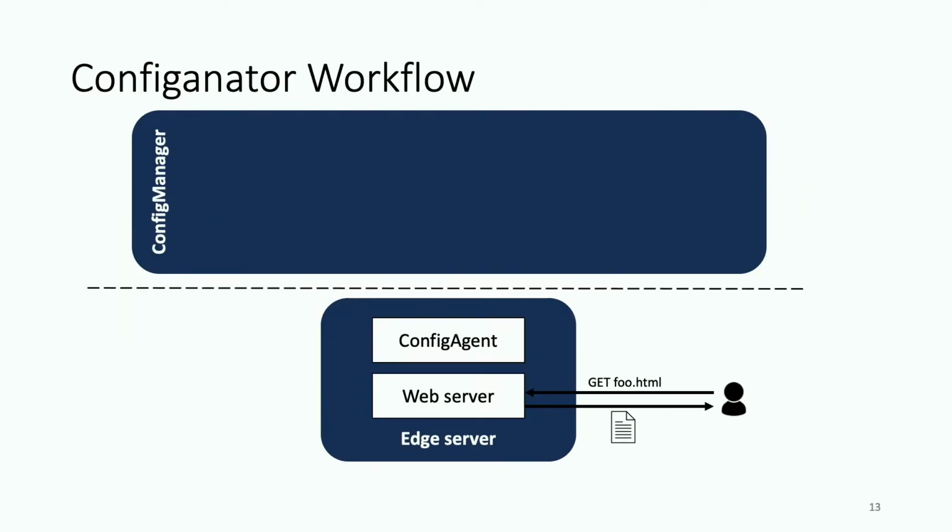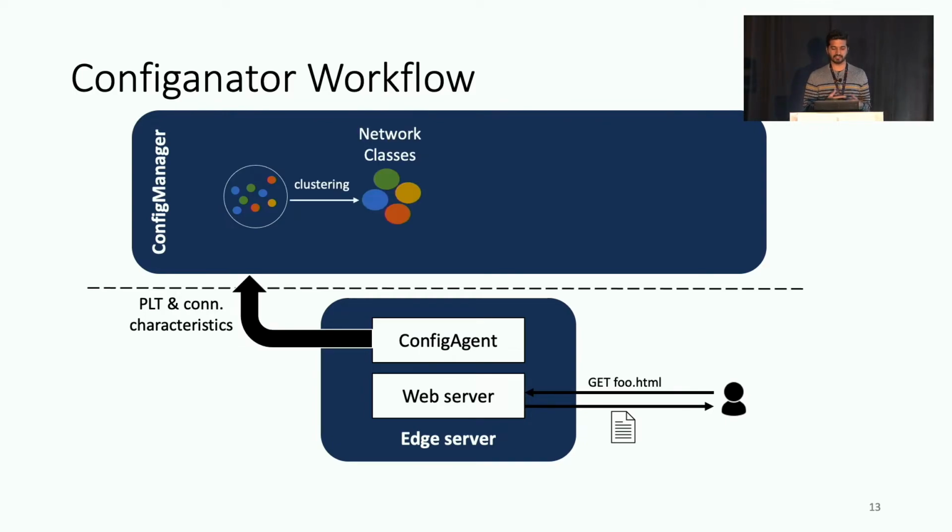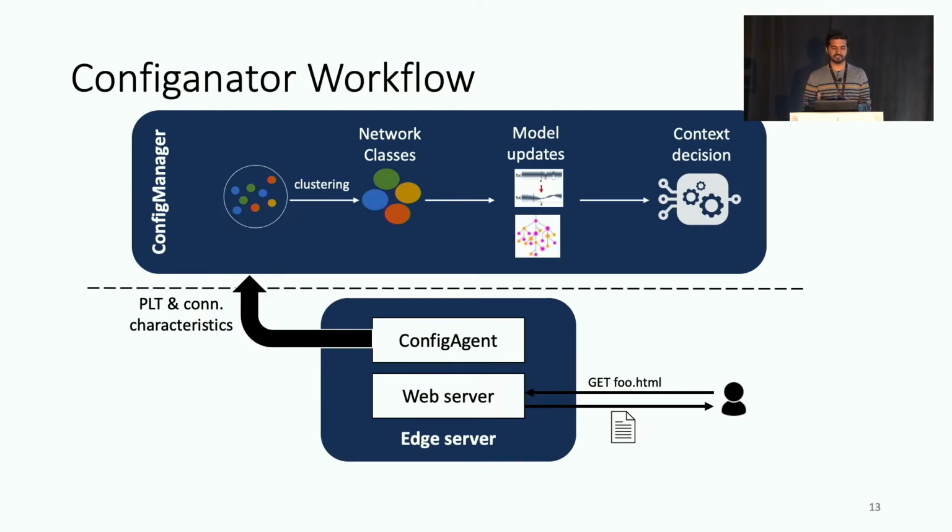So looking at the high-level workflow of Configanator, it uses a split plane architecture where there is a centralized control plane called the config manager, and there's the config agent, which is a piece of code running at each edge server. The web server works as it does today, gets requests, and sends out responses, and the config agent in the background monitors the connection characteristics and performance and feeds this data to the centralized config manager. The config manager ingests this data to update its models and churn out new configuration decisions that are then pushed back to the config agent, thus completing the feedback loop.